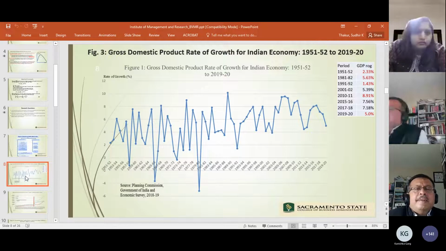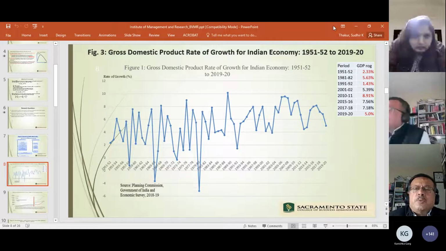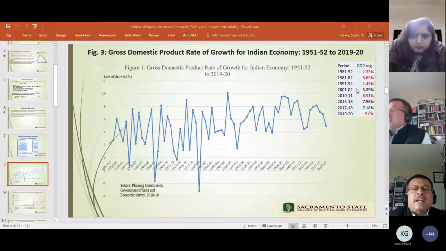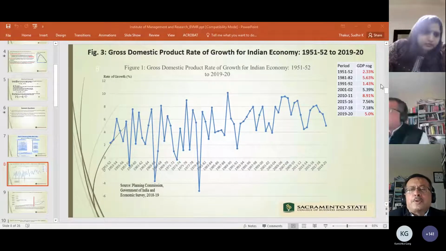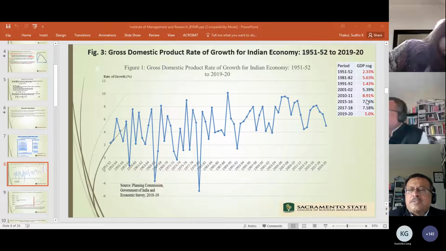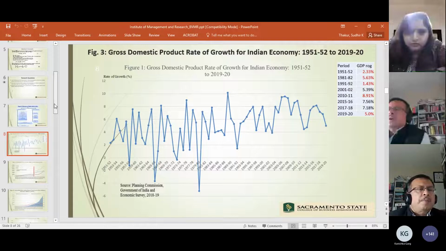Over here, what you see is the GDP rate of growth for the Indian economy after independence, 1950-51 to 2019-20. In 1951-52, the GDP rate of growth was 2.33%. That increased to 5.63 in 1981-82. Then in 1991-92, because of the balance of payment crisis, it dropped to 1.43. In 2010-11, it shot up to 8.91% because of the globalization of services, and India was a participant in that and exported a lot of information technology services that led to this high growth. More recently, because of the pandemic, the rate of growth has declined. Perhaps it will not be very high in the near future, but I'm sure India will pick up as time progresses, as we get a handle on the pandemic situation.